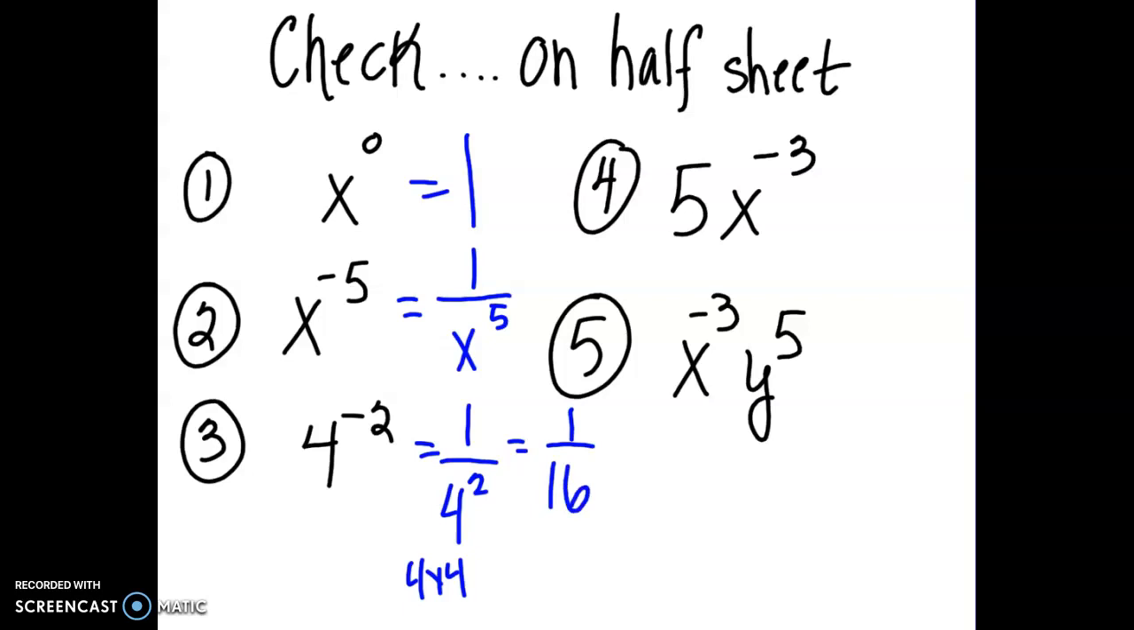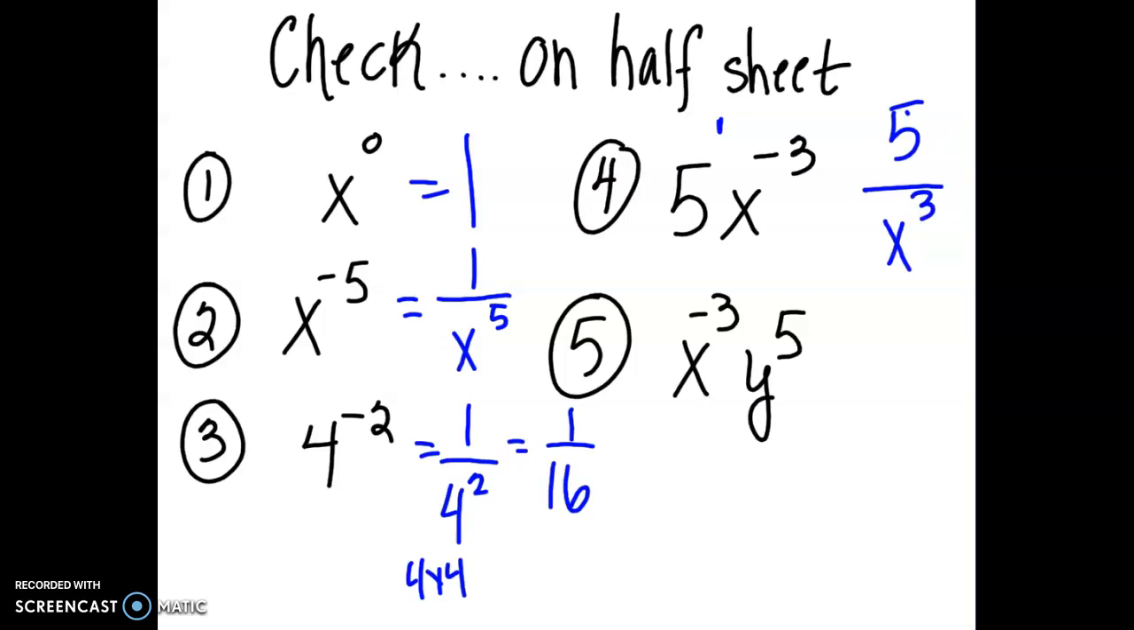In number 4, I see that negative exponent, so I know I'm going to have to write some kind of fraction with a numerator and a denominator. And because we have 5, remember this is to the 1st power, so the 5 stays on top, and then x to the 3rd goes in the denominator.